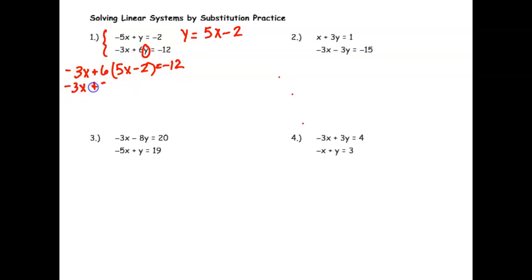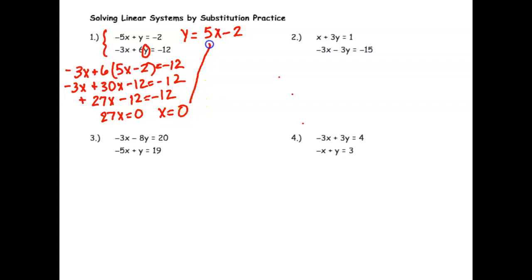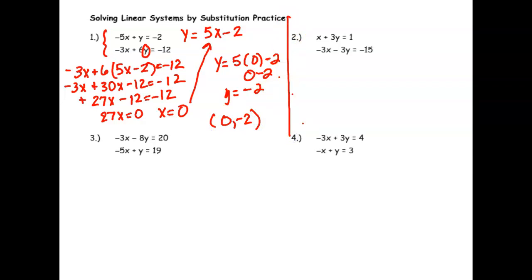Negative 3x plus 30x minus 12 is equal to negative 12, so positive 27x, minus 12 is equal to negative 12. Okay, 27x is going to be equal to 0, so our x is actually equal to 0 when we divide by 27. Our x is 0, we plug it back in here. Our y is going to be 5 times 0 minus 2, 0 minus 2, which is negative 2. Okay, so our y is equal to negative 2. So our ordered pair is 0, negative 2. Okay, you can check that on Desmos.